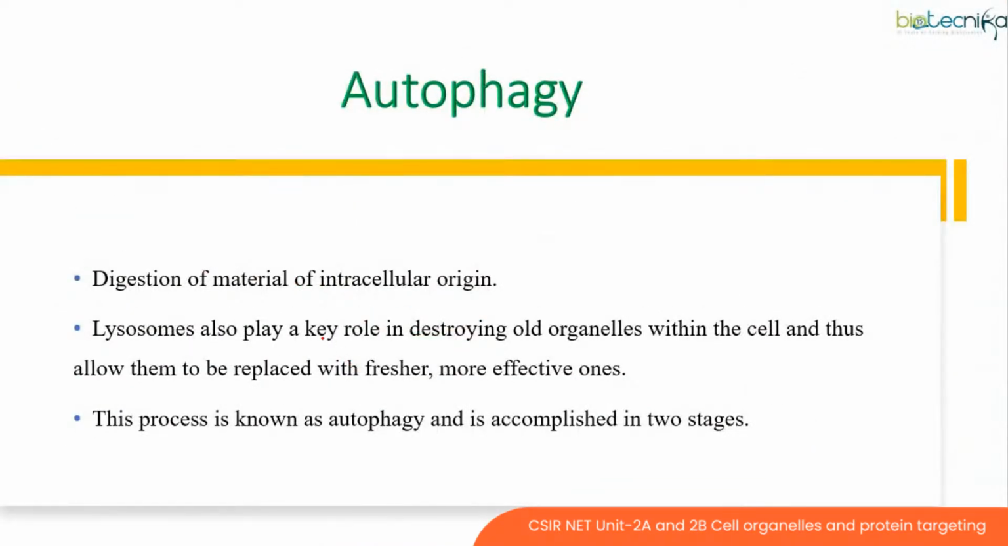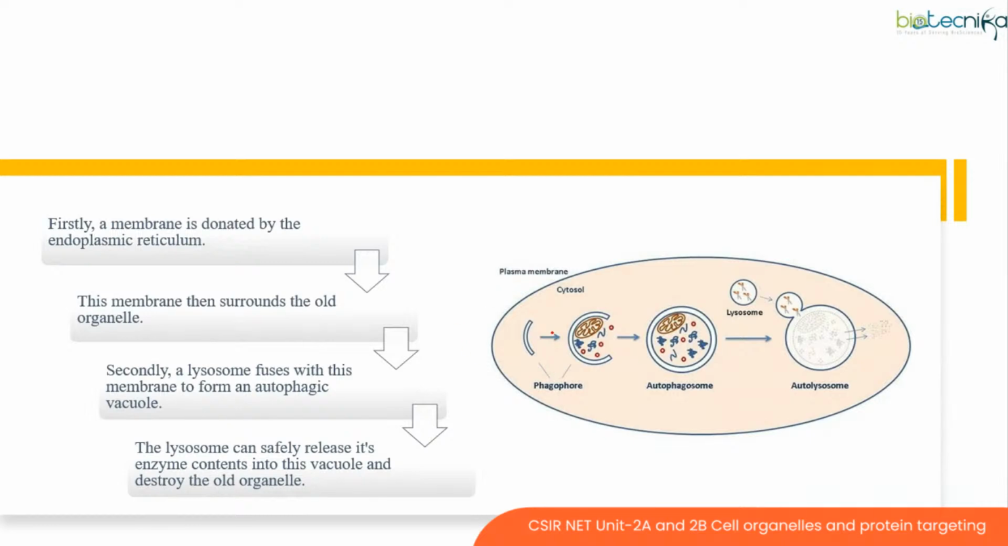Autophagy means we are digesting material that is of intracellular origin. That means whatever old organelles are there have to be replaced with fresh and more effective ones. For that purpose, the process of autophagy is running. In this case, as I told you, first a membrane is donated by the ER. We call it a phagophore. Now, this membrane will be surrounding the old organelles.